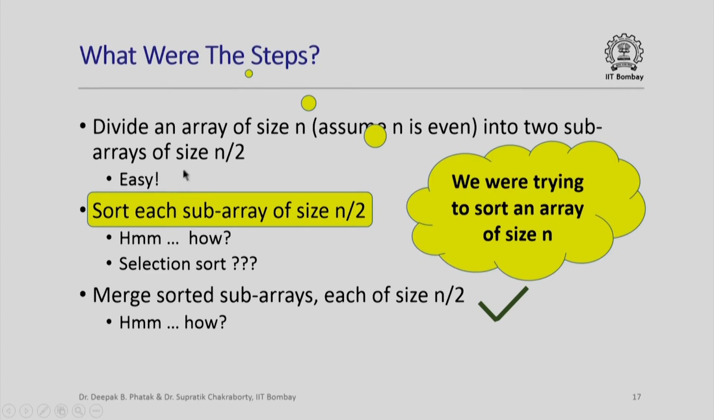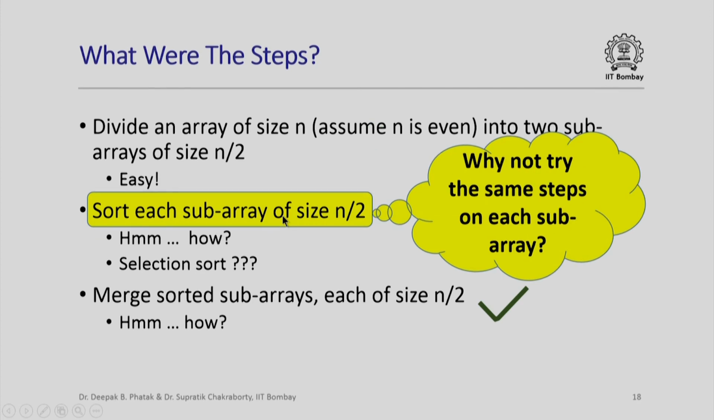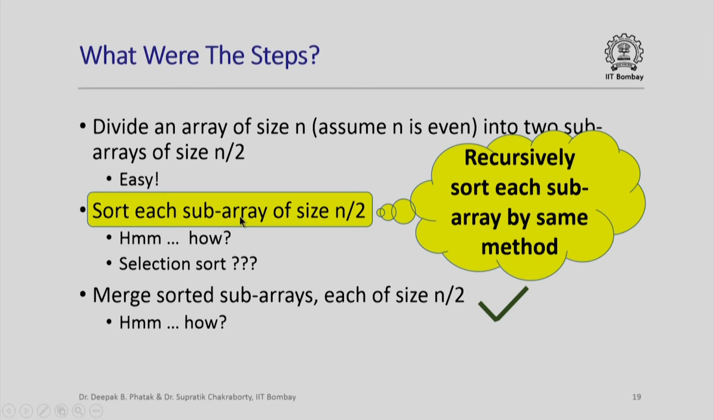Well, if you think about it, we were actually trying to sort an array of size n, and now this problem says I have to sort two subarrays each of size n by 2. So why not try the same steps that I was going to use to sort the array of size n to solve each of these subproblems? Basically what I am saying is, can I recursively sort each of these subarrays by the same method?